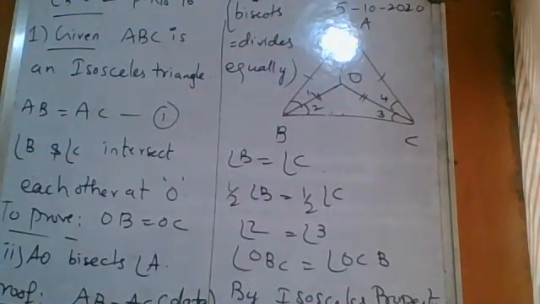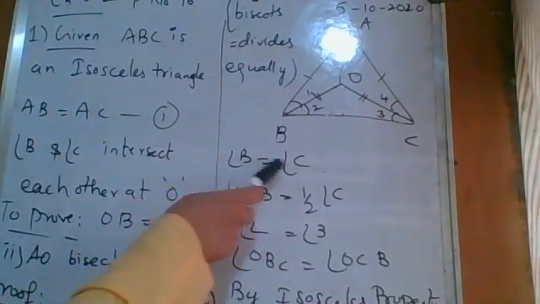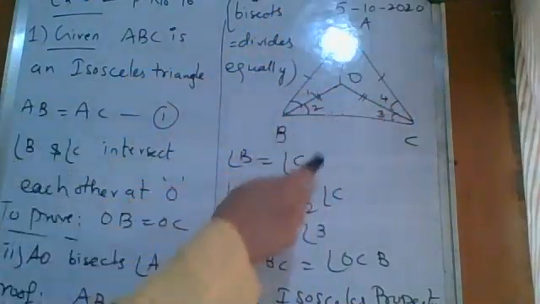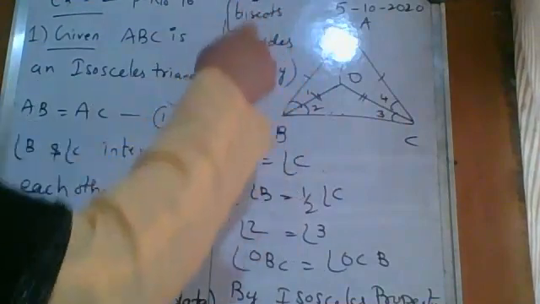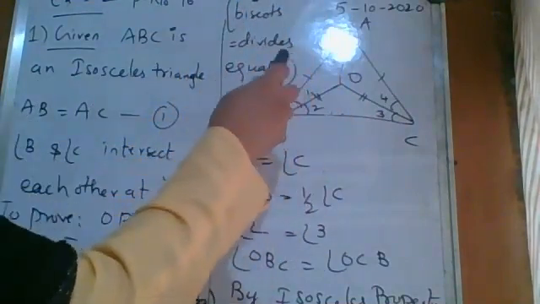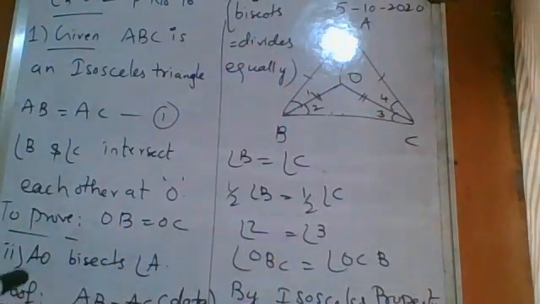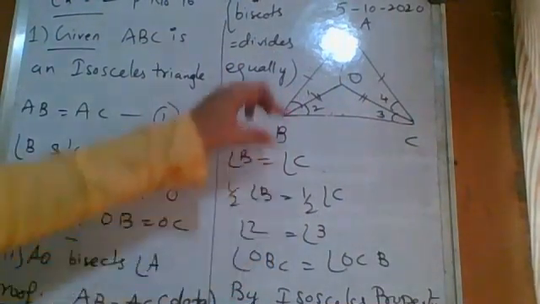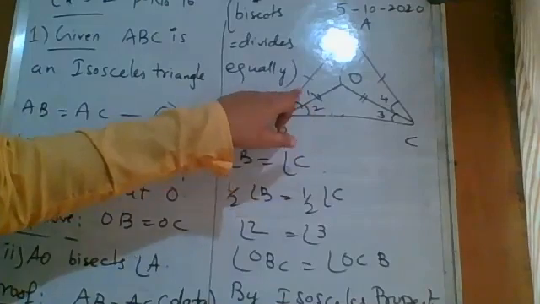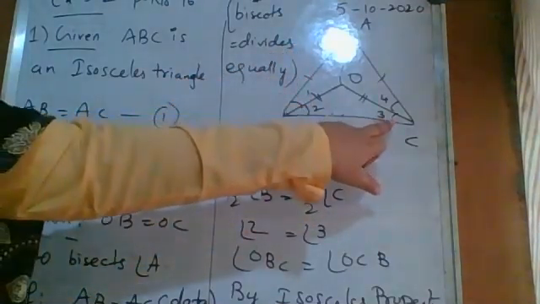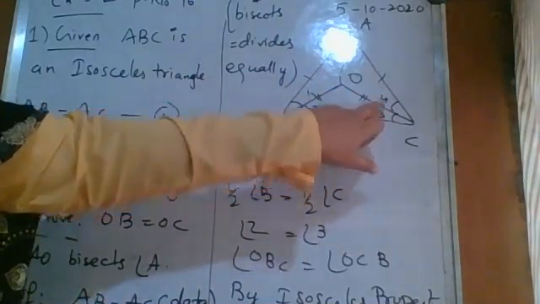By isosceles property, what can we say? Angles are also equal. If opposite sides are equal, then opposite angles are also equal. But given it divides equally, half of angle B is equal to half of angle C. What is half of angle C? Either you can take angle 2 or angle 1, half, because it divides equally. Next, half of this or half of this, any one we can take.